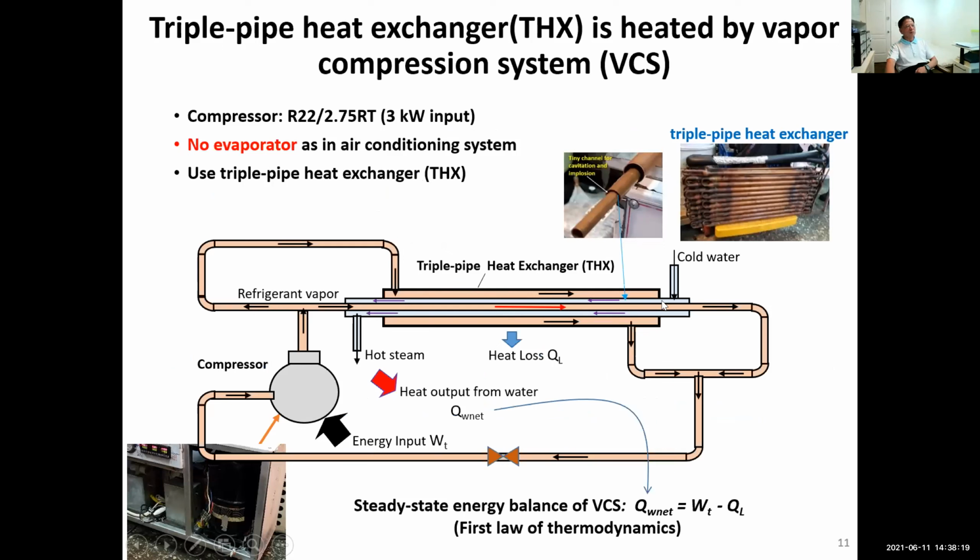And the water only flows through a very teeny passage. The passage is only about a 1.6 millimeter gap. So within the passage, and also with the heat from the refrigerant vapor at about 150 degrees, there must be some severe cavitation happening inside the passage. And according to energy balance, the heat output from the water equals input minus heat loss. So this is the first law of thermodynamics.